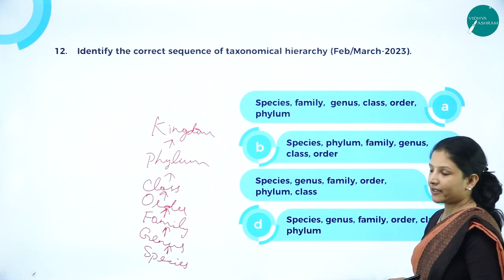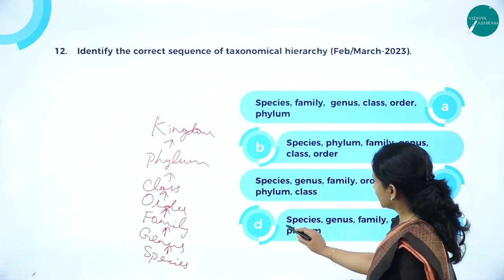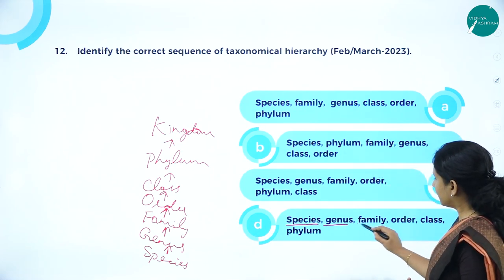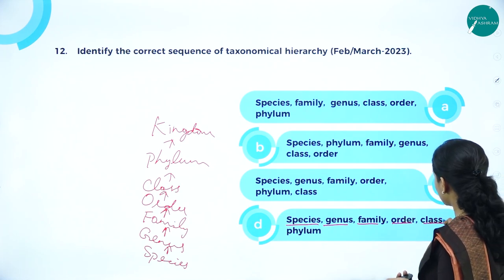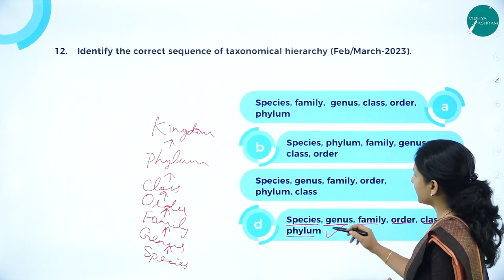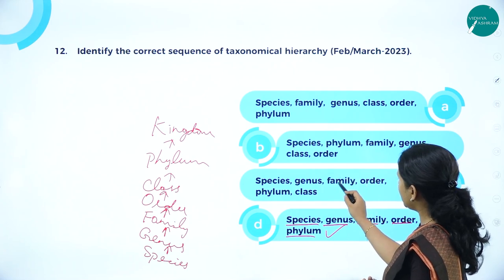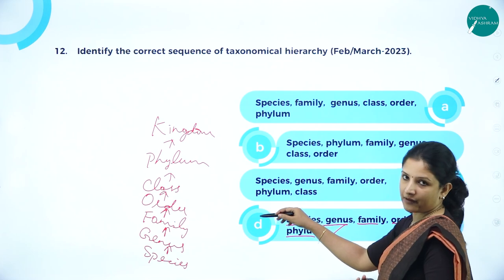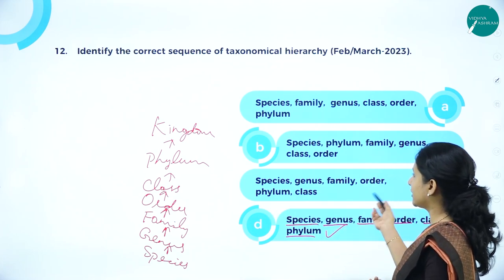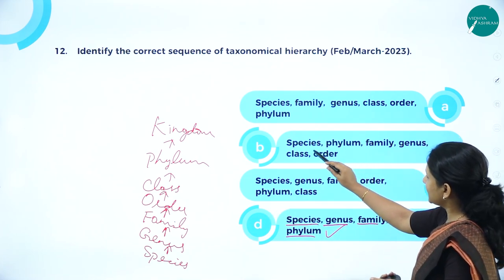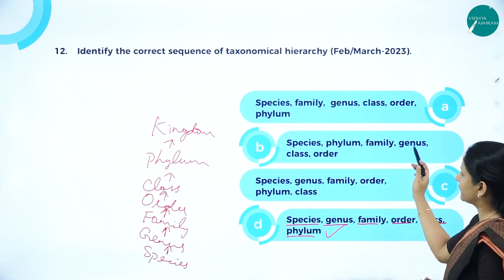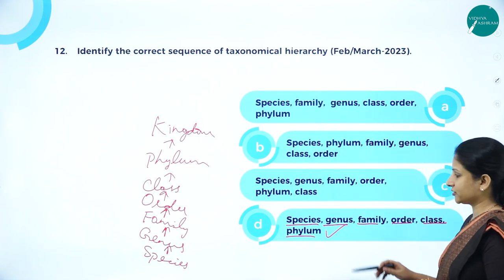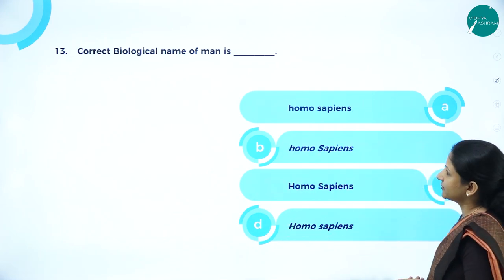So, here which is the correct answer? First we have species, then genus, then family, order, class, phylum. This is correct. In the other option, species, genus, family, order, phylum is wrong because before phylum, class should have come, or after order, class should have come. This is also wrong. Here, after species, genus should have come. Therefore, it is wrong. Here also after species, genus should have come, but it is wrong. Therefore, option D is the correct answer.